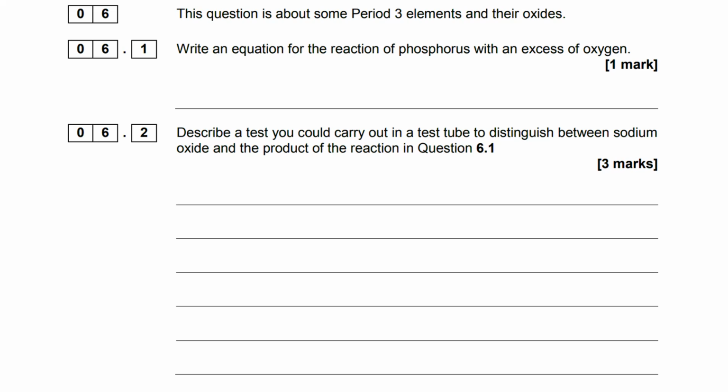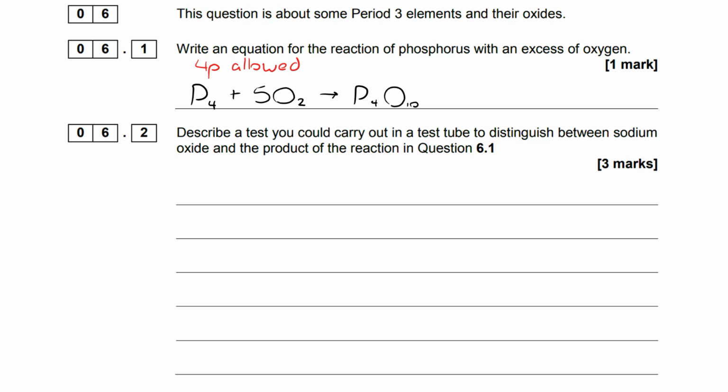We have quite a lot of factual recall within this question. So writing the equation for the reaction of phosphorus with an excess of oxygen, you've obviously got to know what the final product is going to be and what the oxide of phosphorus looks like. And it's P4O10. Now, you can then have 4P plus 5O2 goes to P4O10, but you may remember from where we look at the trend in melting points across period 3 that phosphorus exists as P4. So either of those would actually be valid.